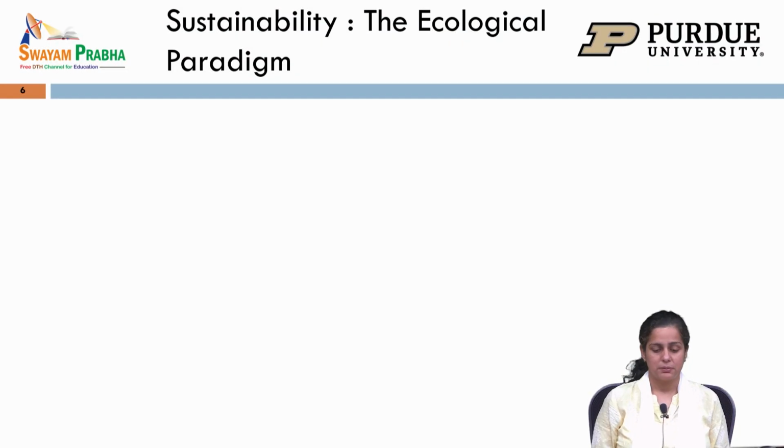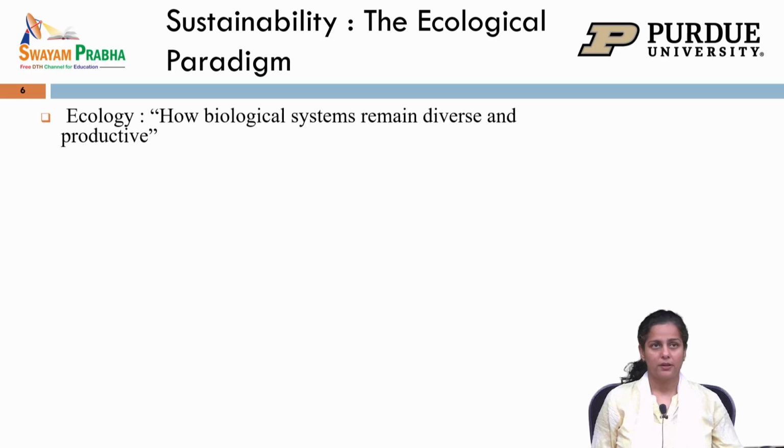Then there is sustainability, which is the ecological paradigm. In the sense of the ecological paradigm, when we talk about ecology, we think about how biological systems remain diverse and productive. We know that the earth system has been existing for millions of years, and the ecological systems have an innate ability to maintain diversity and productivity over several years.